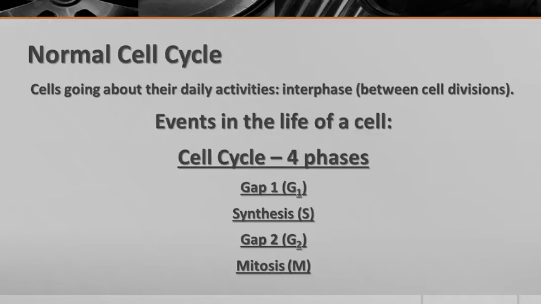The whole cell cycle, the life of the cell, we divide into 4 phases. They're called the G1, the S, the G2, and the M. G1 stands for gap 1. S stands for synthesis, G2 stands for gap 2, and the M stands for mitosis. And we're going to talk about each of these phases in turn.